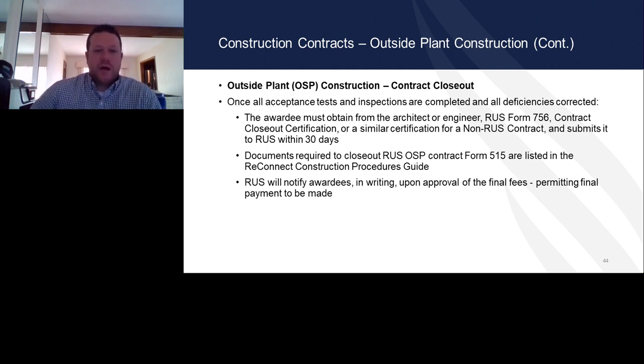Outside plant construction closeout. This is covered on page 18 of the guide if you're following along in that. Once acceptance tests and inspections are completed and all deficiencies corrected, the awardee must obtain from the architect or the engineer RUS Form 756, contract closeout certification, or a similar non-RUS contract. Documents required to close out outside plant for Form 515 are listed in the guide. And RUS will notify awardees in writing of approval of final fees permitting final payment.